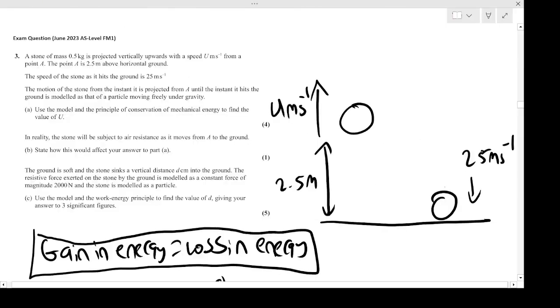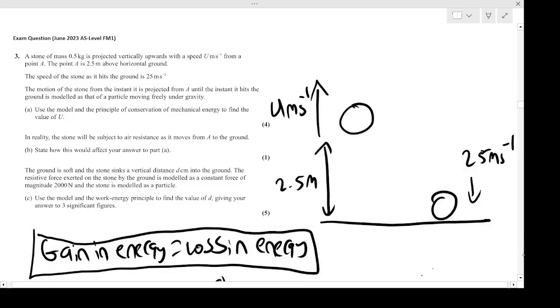Now we're told the ground is soft and the stone sinks a vertical distance d into the ground. The resistive force on the stone by the ground is modelled as a constant force of 2000 newtons. Now we're told to use the work energy principle, which is different to the conservation of energy we just used. Find the value of d.